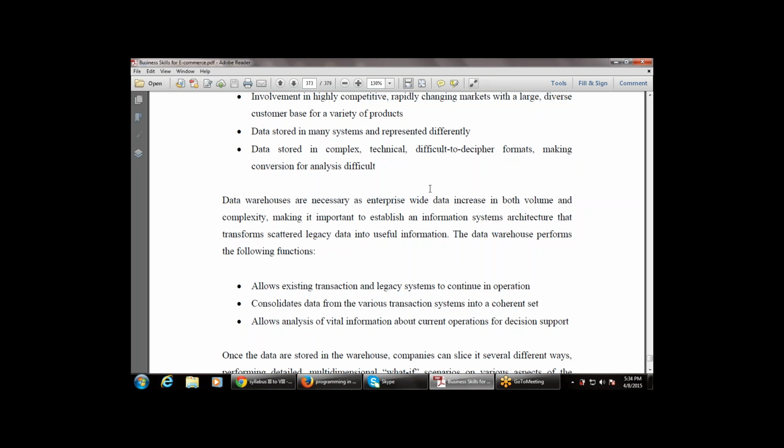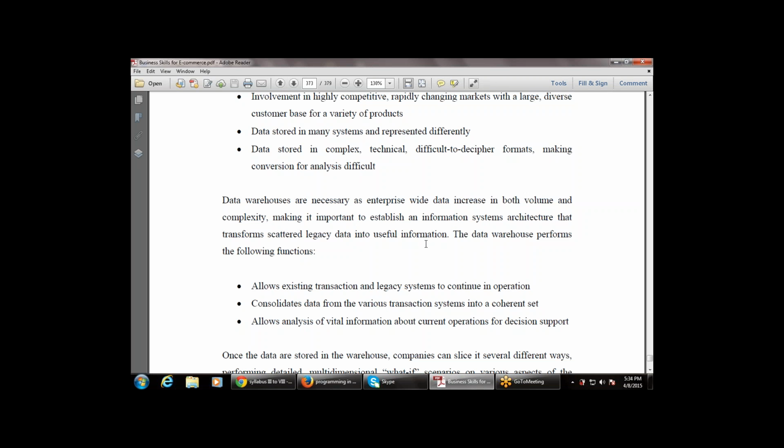So data warehouses are necessary as enterprise-wide data increases in both volume and complexity, because nowadays every organization has a huge amount of data. So there is a requirement to solve the complexities, to establish an information system architecture so that meaningful information will be provided to the stakeholders, competitors, and any external parties that are linked with the organization.